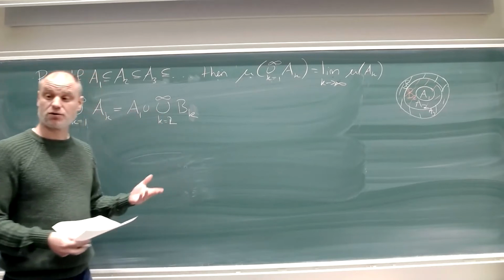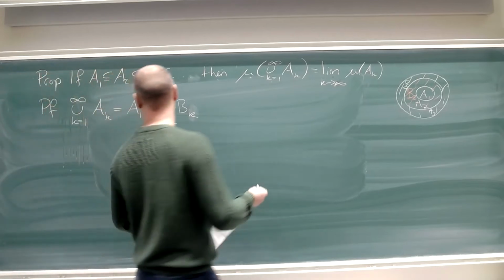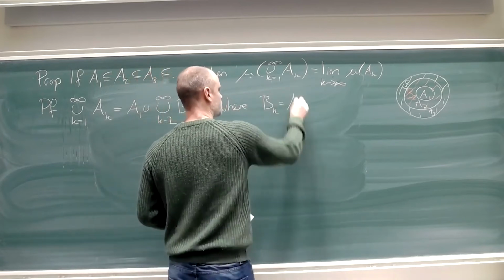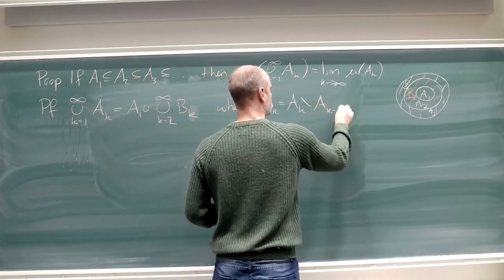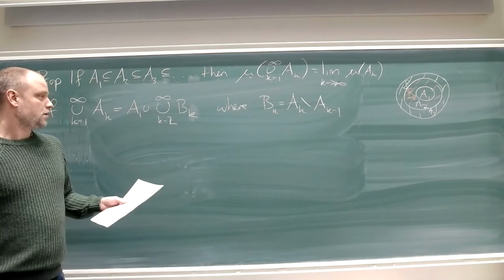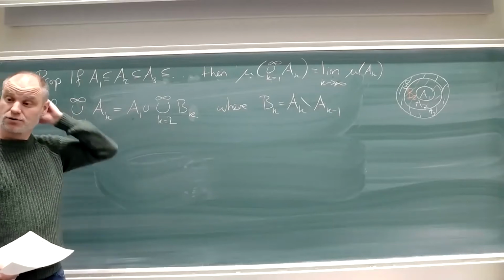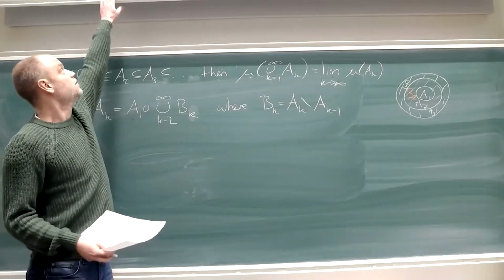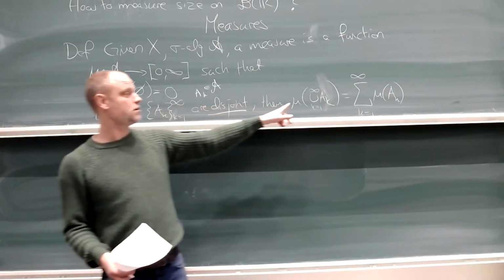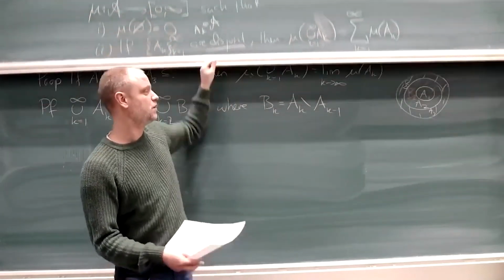And now the B_k by construction are disjoint. So technically, what is B_k? What's in A_k but not in A_{k-1}? That means that these are disjoint also from A1. So I can now use my formula 2, the measure of a union of disjoint sets. I can switch that for an infinite sum.